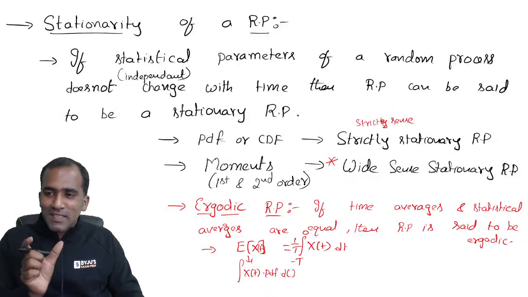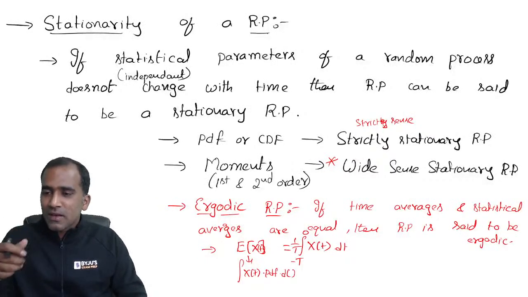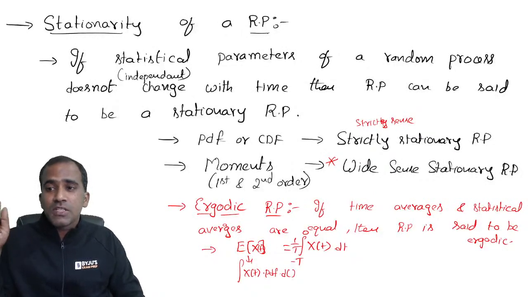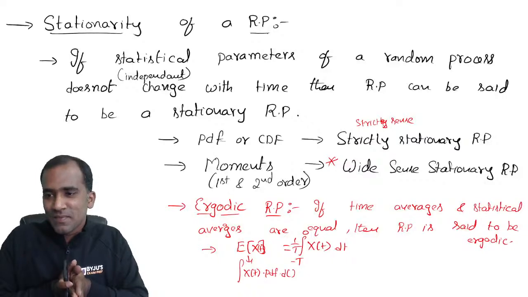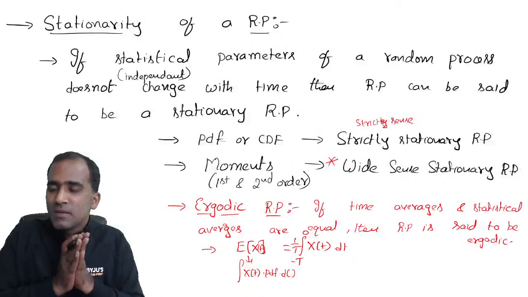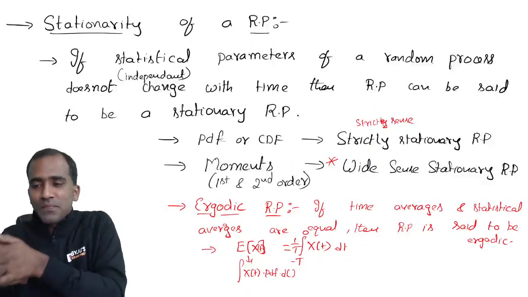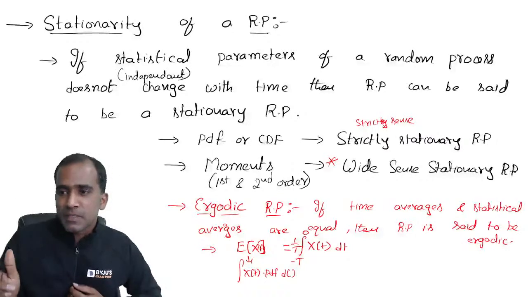Just by collecting a small amount of data, the last half an hour of the temperature readings, you are able to find the average value, the time average value. Since your assumption is ergodic, it is also the same as the statistical average. Like that, assuming an ergodic random process, by calculating time averages, since they are the same as statistical averages, you are able to get the statistical averages, first order moments and second order.